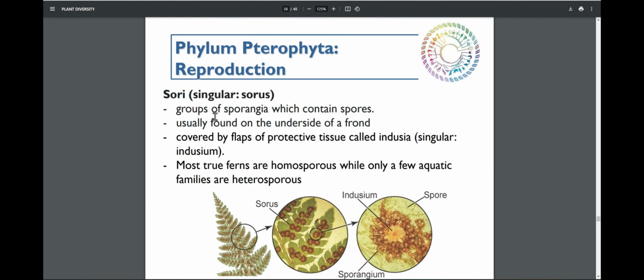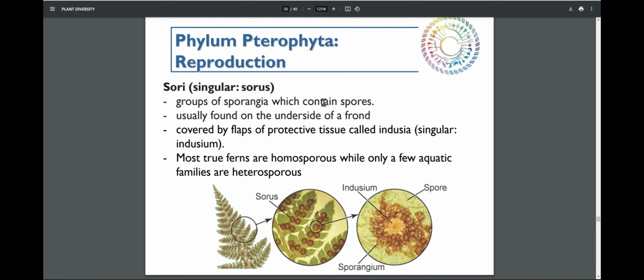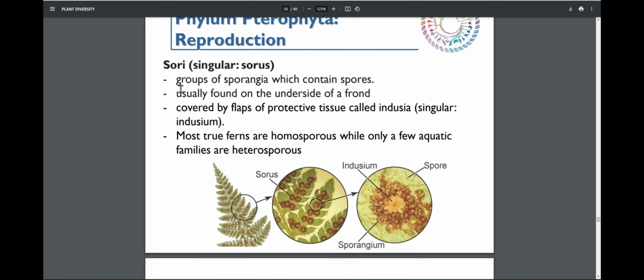Maybe one day. Okay, so now the reproduction. There is something called the sori, which is the group of sporangia that contains the spores.